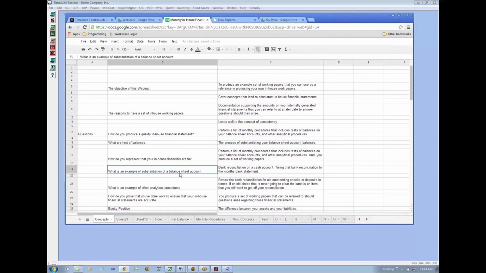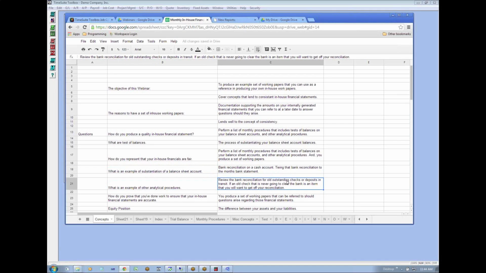What is an example of a substantiation of a balance sheet account? A bank reconciliation on that account, tying the bank reconciliation to the monthly bank statement, would be an example. Also, you would do additional work on that bank reconciliation, identifying any old and outstanding items that are never going to clear the bank and getting them off your rec.